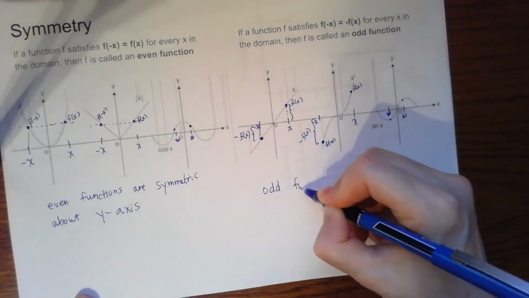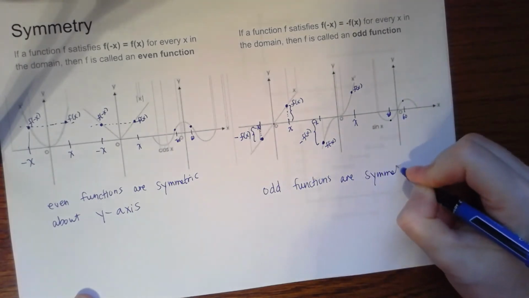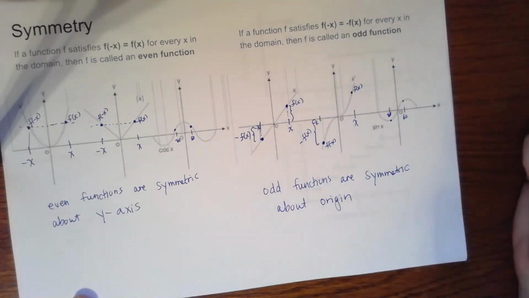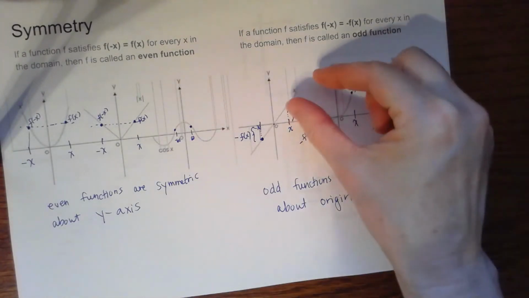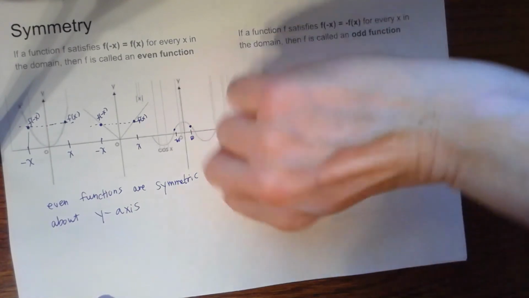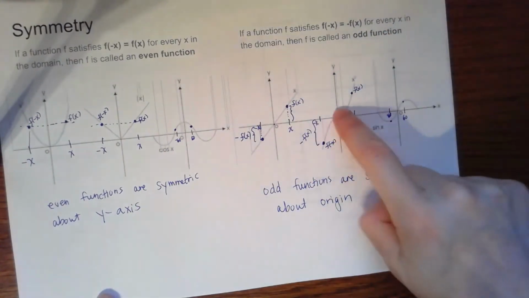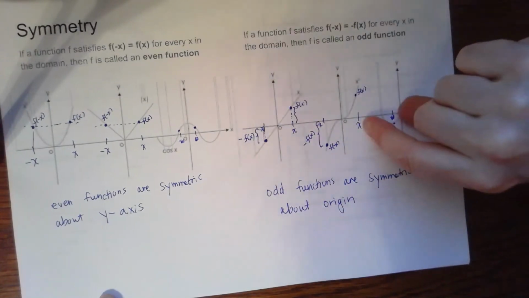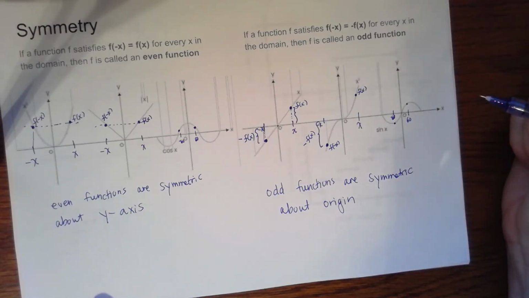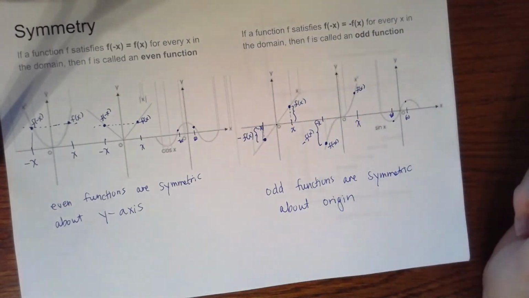So odd functions are symmetric about the origin. Basically what that means is you can take one part of it and do a 180-degree rotation and it'll land on the other part. Take this one, do a 180-degree rotation, it lands right on top. Take this, do a 180-degree rotation, it lands right on top. That might be an easier way for you to see that it's symmetric about the origin, as you get that 180-degree rotation around the origin.